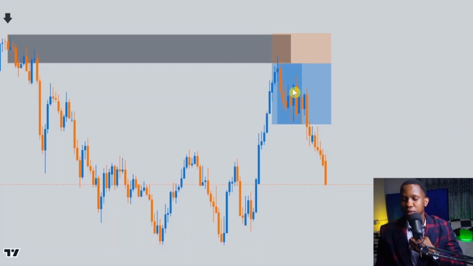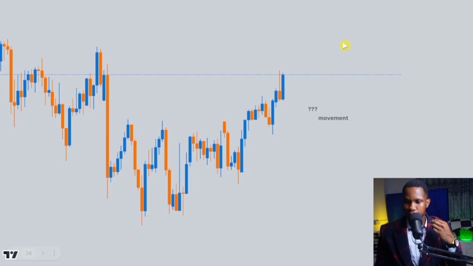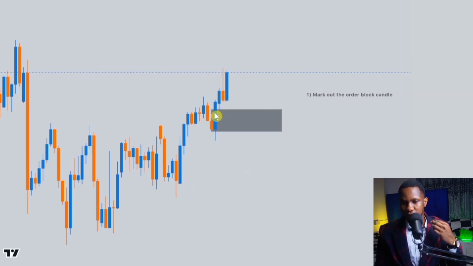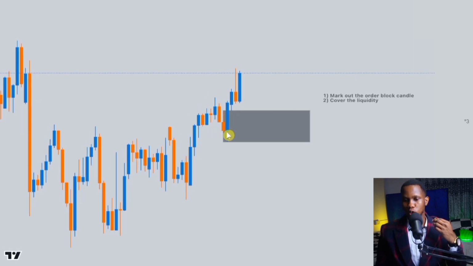After we stepped out from this trade, can you see how the trade continuously went to the downside? So when next you have a movement like this, where is your order block? This is your order block candle. The next thing you do is you just cover out the liquidity.